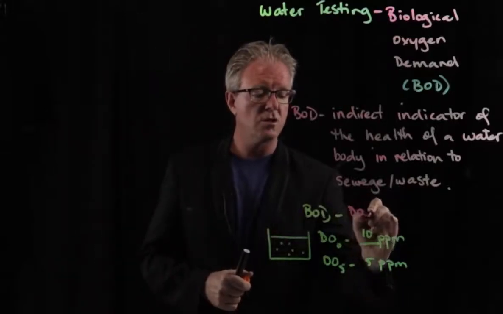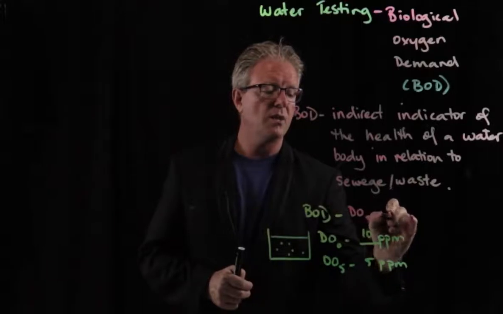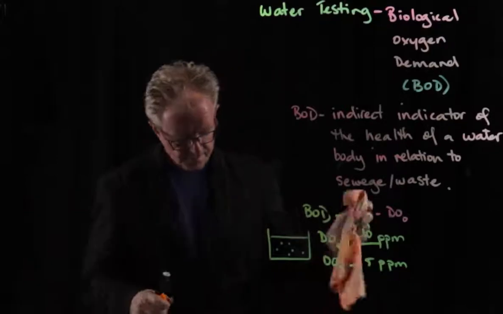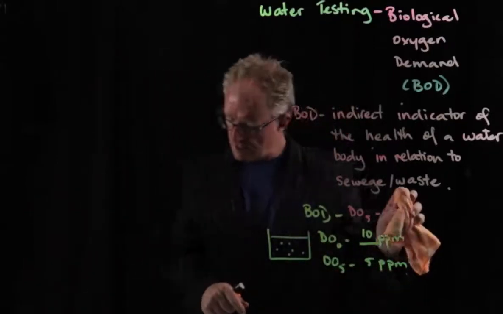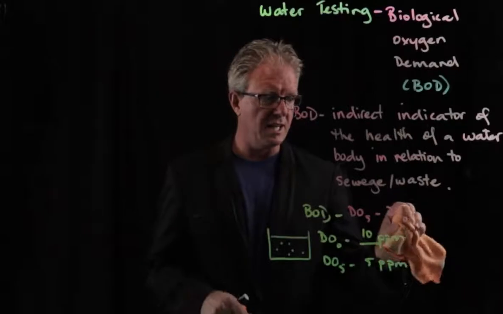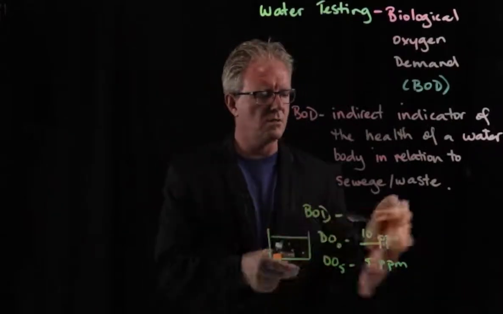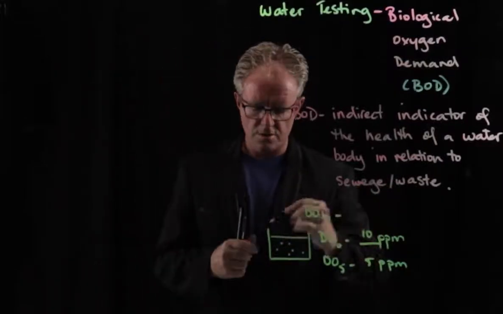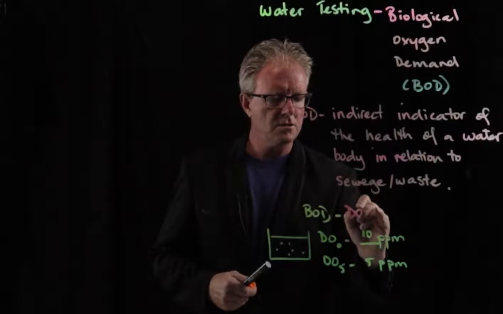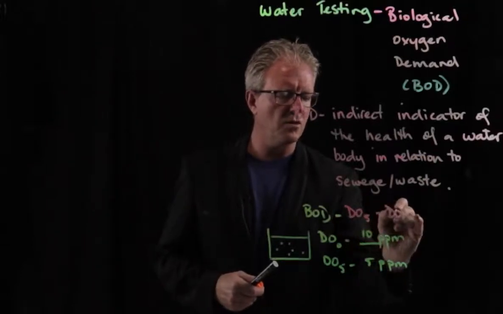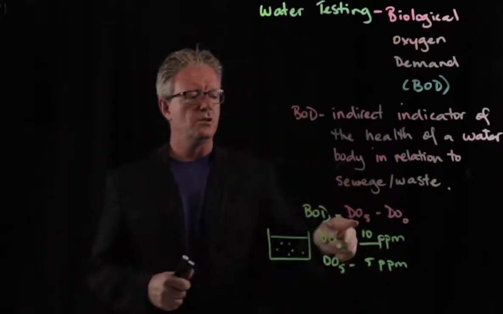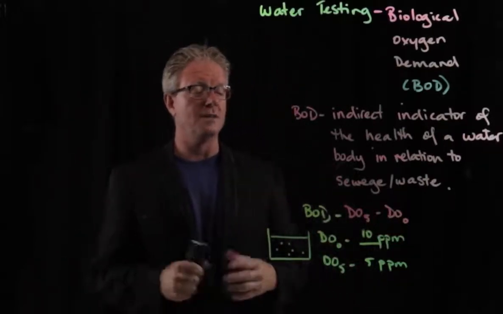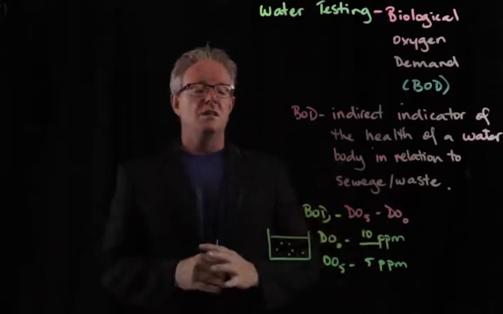So it's the dissolved oxygen at day 5, take away the dissolved oxygen at day 0. Actually, it's the other way around. It should be day 0 minus day 5, otherwise you're going to get a negative number. So let's rub that out. It's the dissolved oxygen at day 0, take away the dissolved oxygen at day 5. Sorry, I've been making videos for a while, it's getting into my head. So it's the difference in the dissolved oxygen.